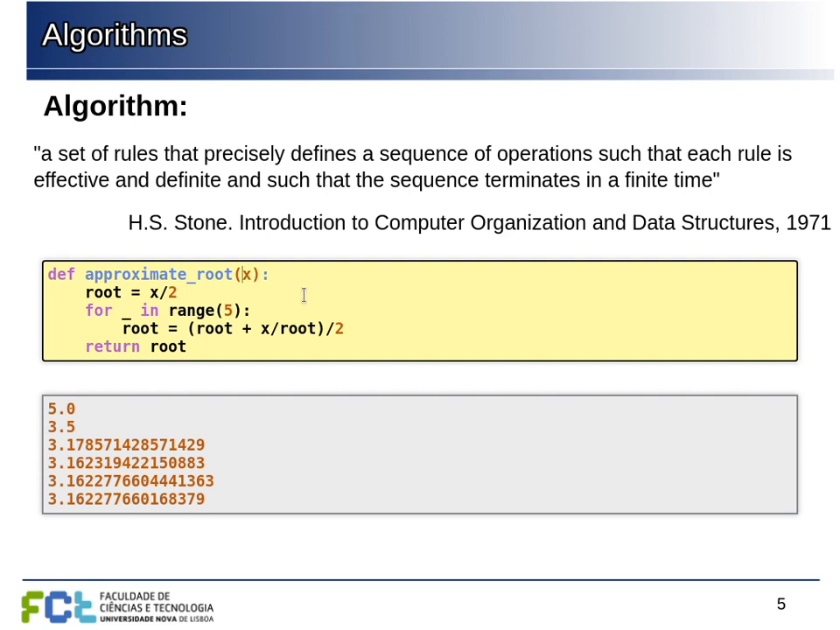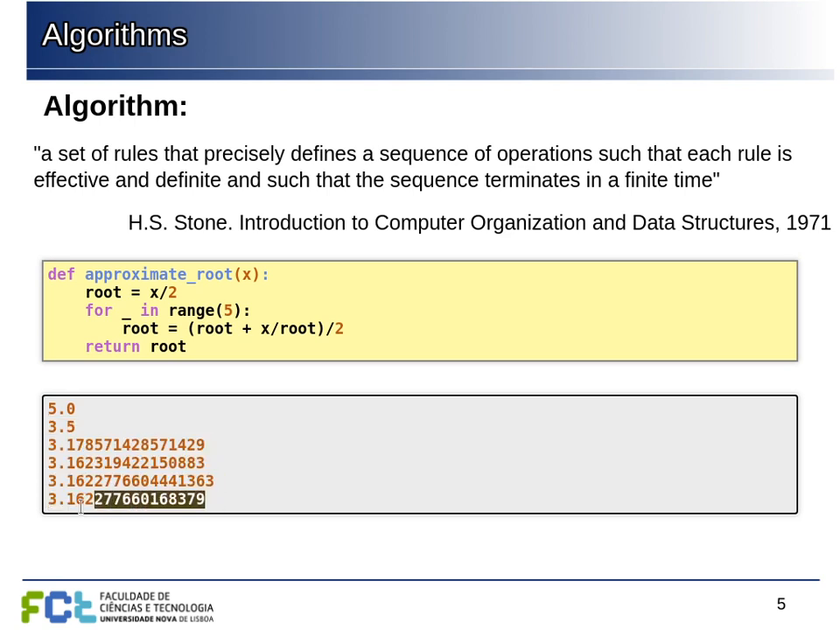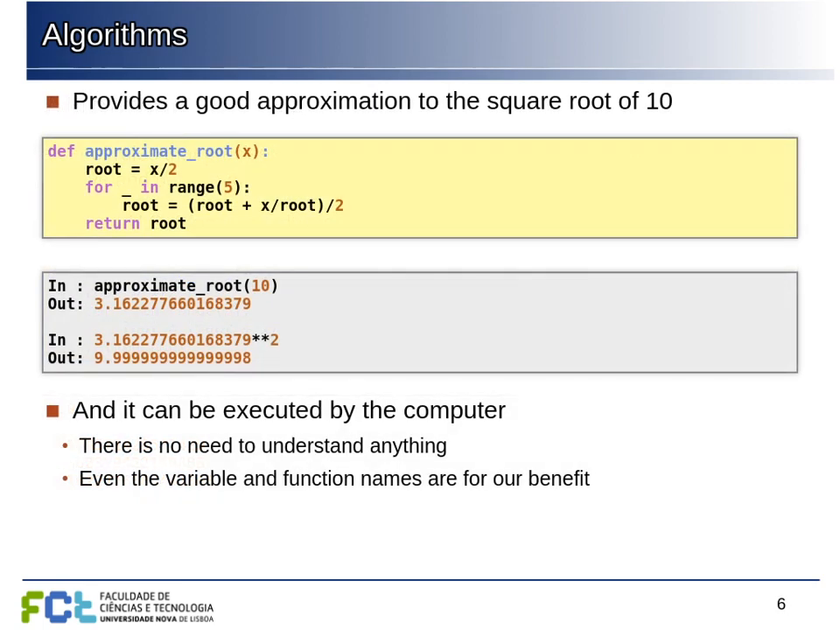input. So if we want to compute, for example, the square root of 10, it will start by guessing the number 5, and then it will repeat this 5 times, and each time it will update the value of the guess until it gets to a value that is very close to the square root of 10. So in this example, if we compute the square root of 10 and then compute the square of that value, we get something that is very, very close to 10.